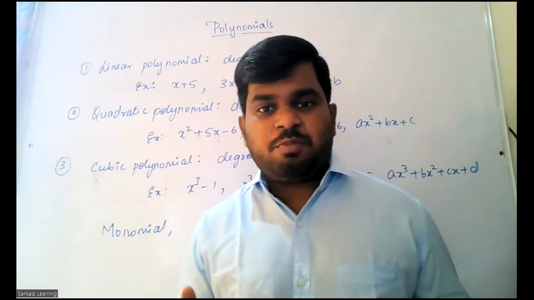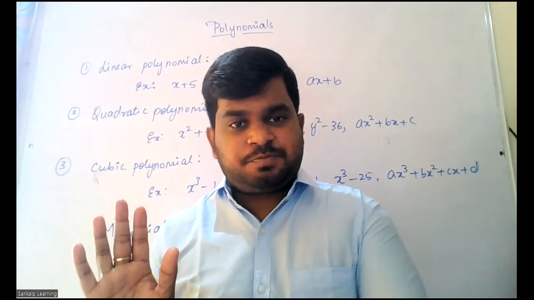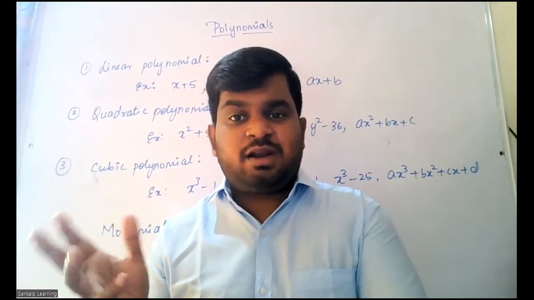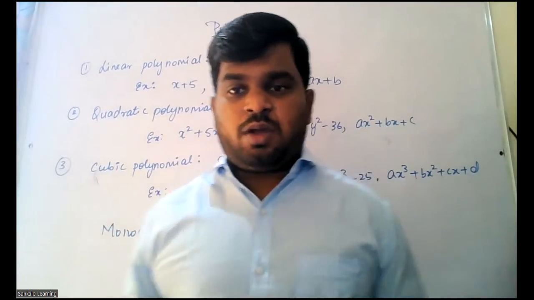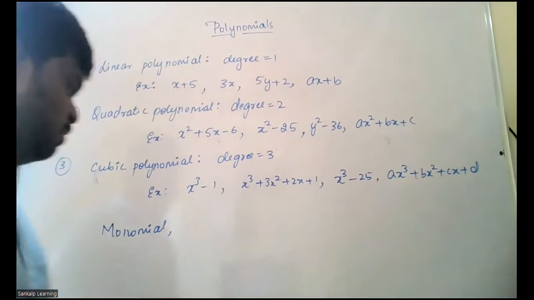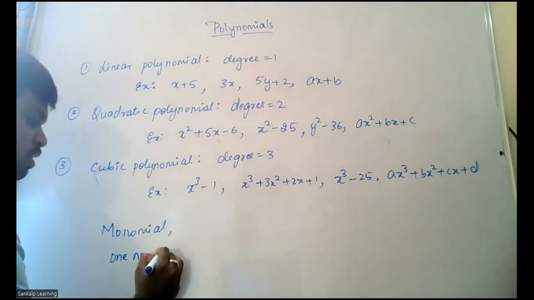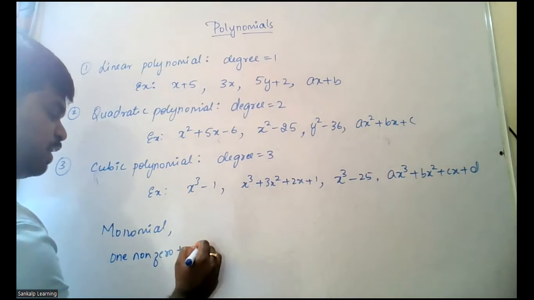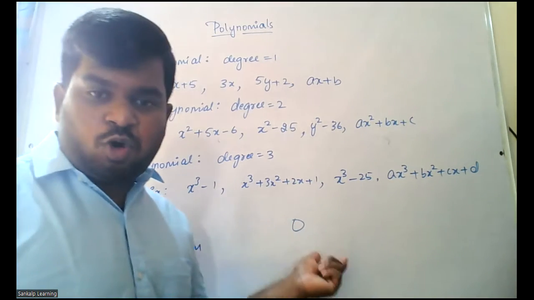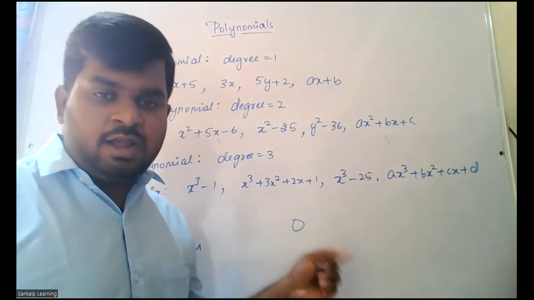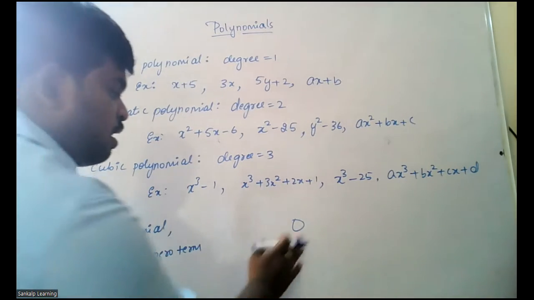Basically, what is a polynomial? It is an expression with positive powers, positive powers which are whole numbers. Okay. So monomial is also a polynomial. But it has only one term. Okay. It has only one non-zero term. The term that is there should be a non-zero term. Therefore, can I call 0 a monomial? No. This is a 0, right? So what I want is one non-zero term. That is called a monomial.